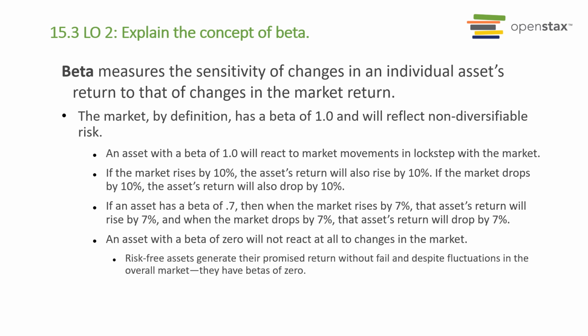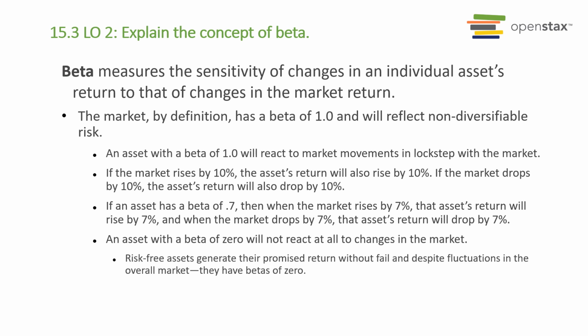An asset with a beta of 1 will react to market movements in lockstep with that of the market. If the market rises by 10%, the asset's return will also rise by 10%. If the market drops by 10%, the asset's return will also drop by 10%. If an asset has a beta of 0.7, then when the market rises by 10%, that asset's return will rise by 7%. And when the market drops by 10%, that asset's return will drop by 7%.